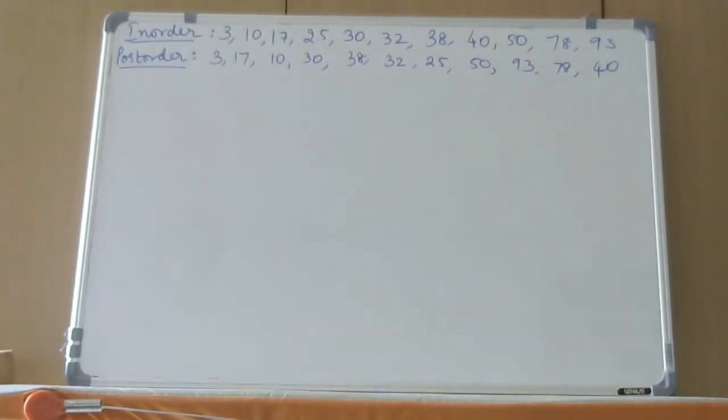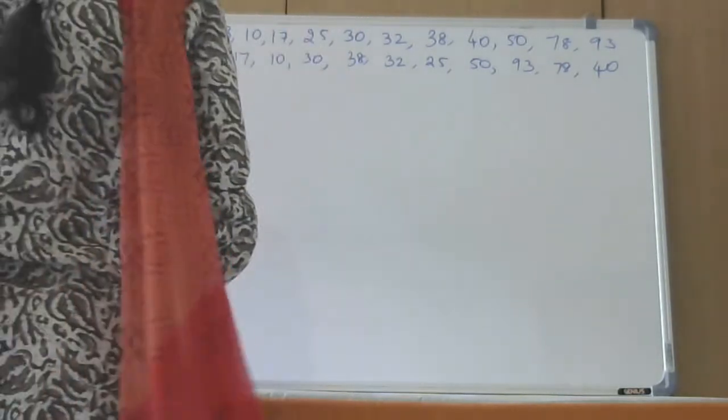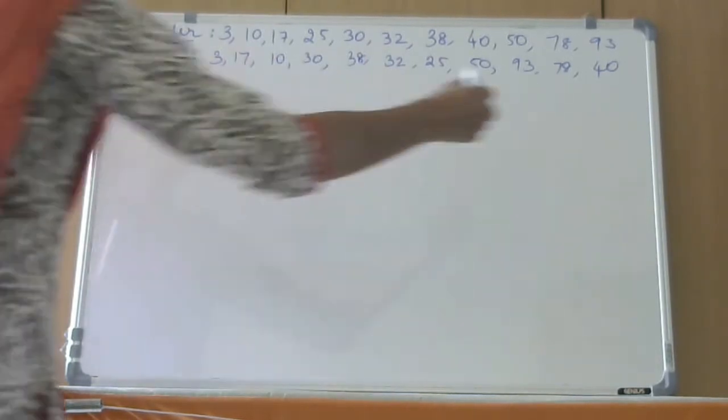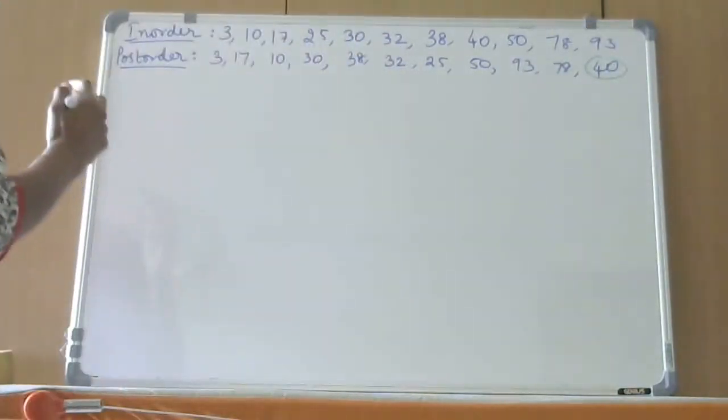So in this example again, we are given in order and post order. Right? So post order means what? It ends with root. So I should take the last element, whatever is there in post order traversal, as the root. So what is there in the last element? 40. 40 is the last element. Correct? So I will take this 40 as the root of my tree.